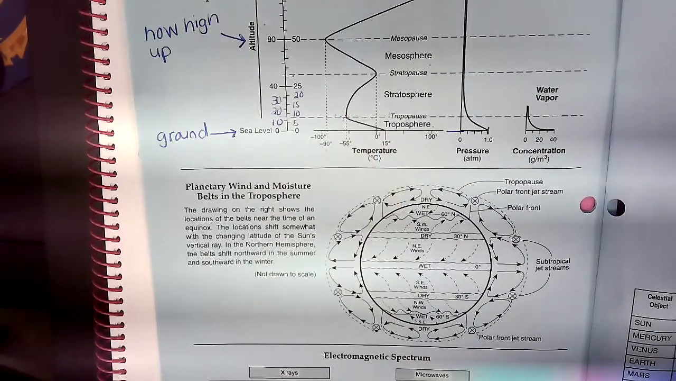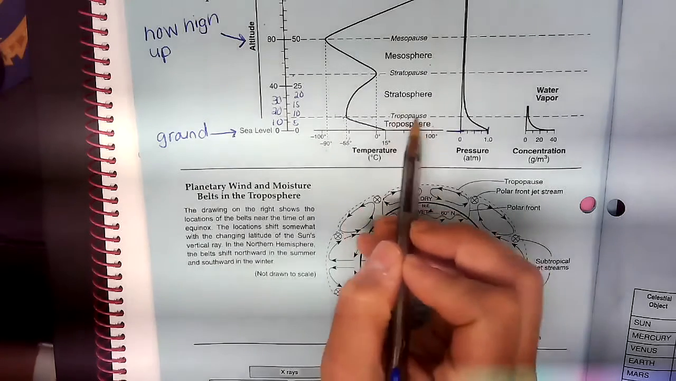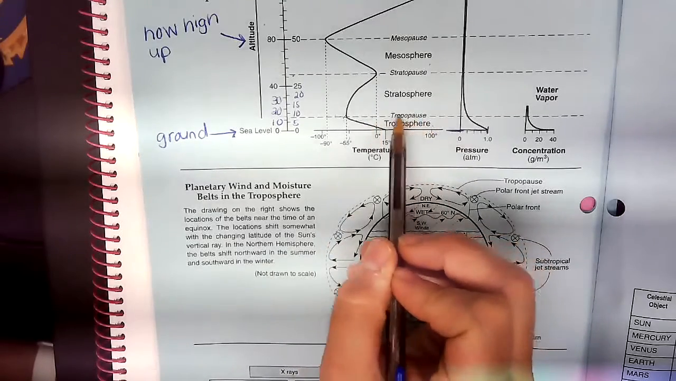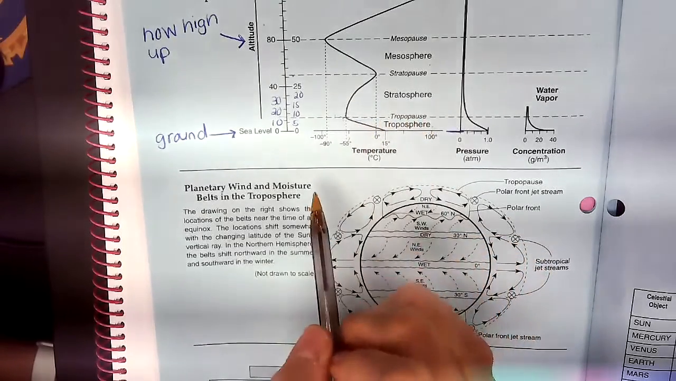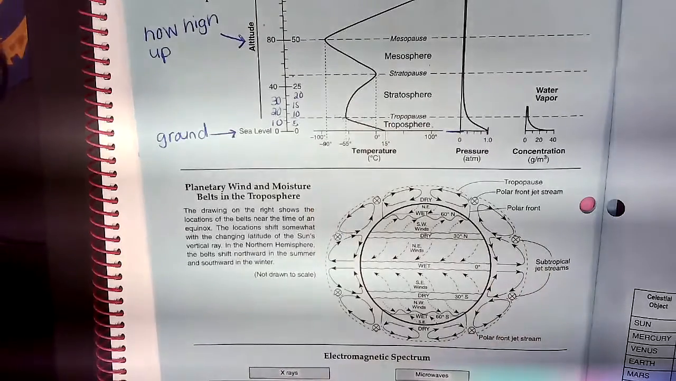Anya, did you get the temperature? Can you try to give me the answer? At the tropopause. Tropopause. No, so here's the tropopause. We want where the tropopause hits the temperature line. You got it.